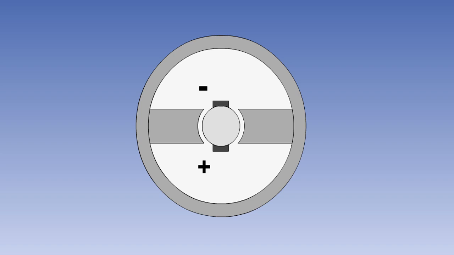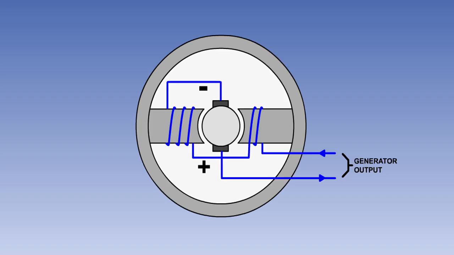A compound wound DC generator is a generator with both series and shunt field windings. There are two sets of field coils, one in series and one in parallel with the armature. The two coils are always mounted on common pole pieces.